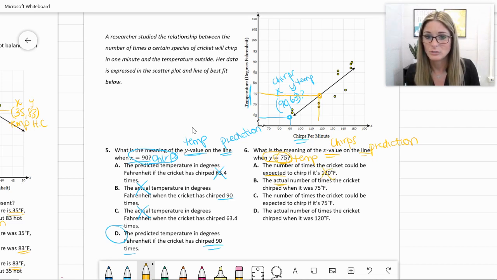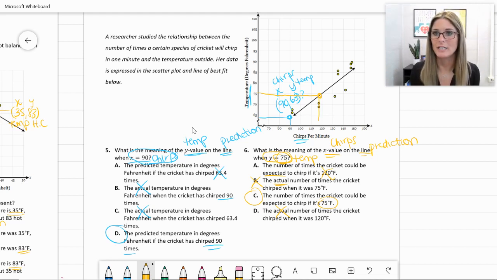B, the actual. Nope, we're looking at a prediction on our line of best fit. C, the number of times the cricket could be expected to chirp if it's 75 degrees. I'm really liking that answer choice. Let's double check. Answer choice D, the actual. Nope, it's got to be C. We're using our line of best fit. We're anticipating a point along that line when y is 75. That would be the expected or predicted amount of chirps when it's 75 degrees outside.